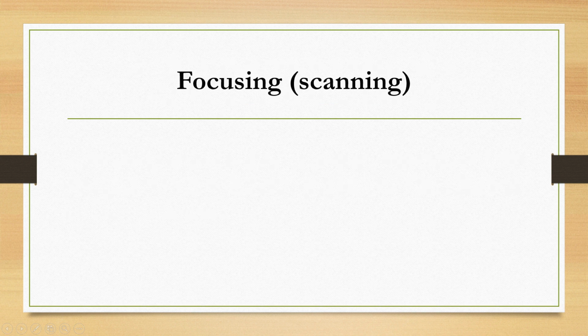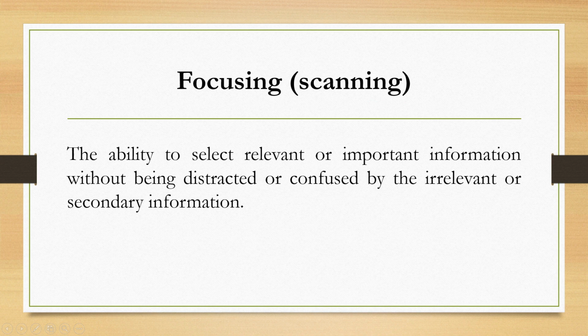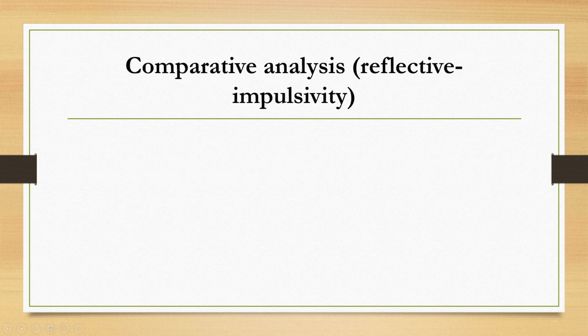The next is called focusing scanning. This is the ability to select relevant or important information without being distracted or confused by the irrelevant or secondary information. Next is comparative analysis, reflective impulsivity.